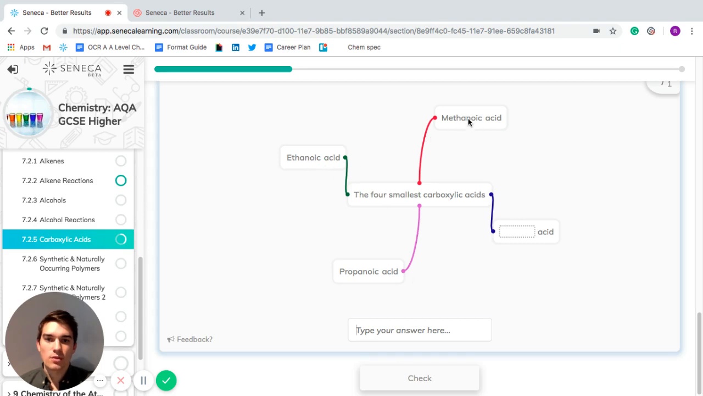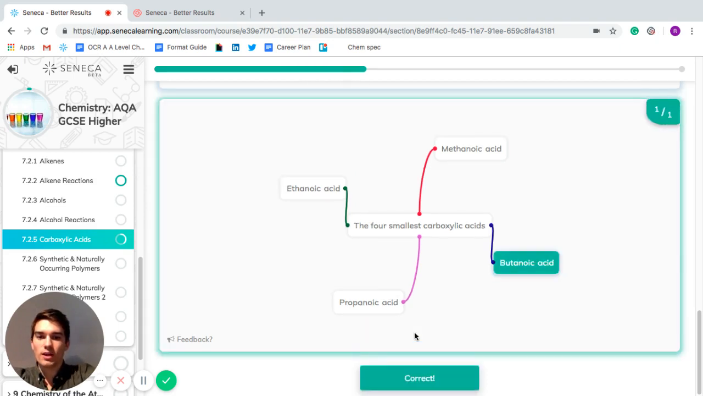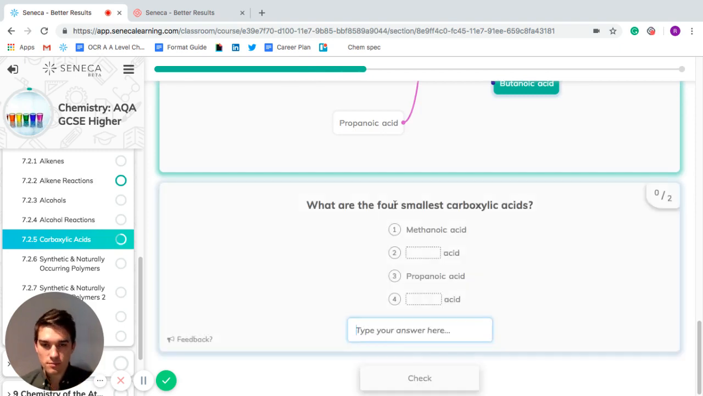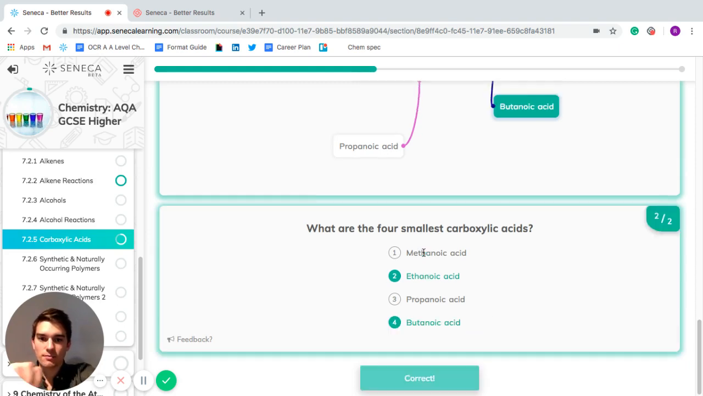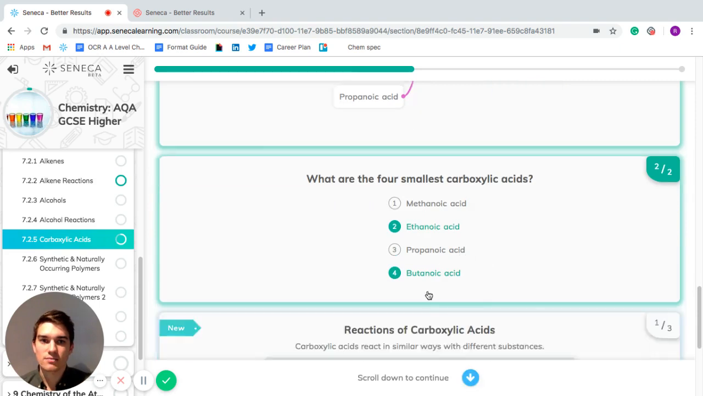So, we've got methanoic, ethanoic, propanoic, and the last one, butanoic, which would have 4 carbons in the chain. So what are the 4 smallest carboxylic acids? Methanoic, the second one with 2 carbons was ethanoic, and finally butanoic with 4. And propanoic has 3. Fantastic. Moving on to the next question.